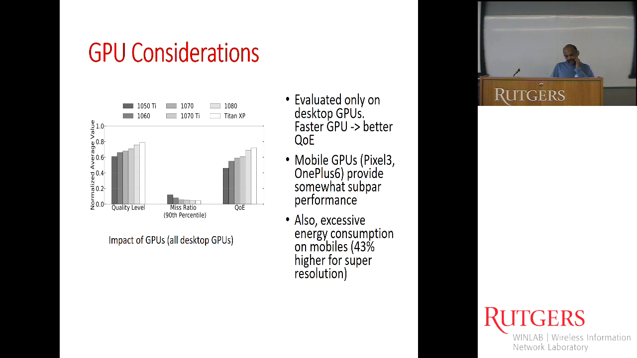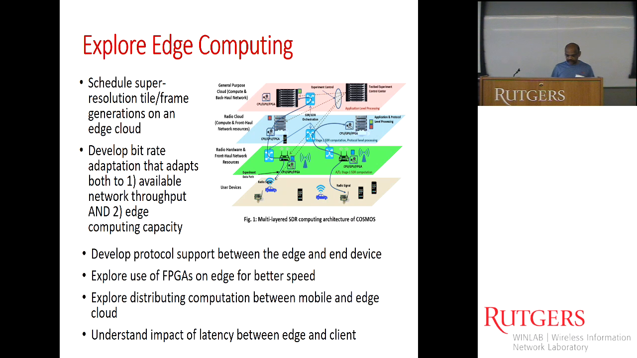So one idea here is that until GPUs catch up, and even if GPUs catch up, the videos are going to have more and more resolution. So obviously there is more and more demand on the GPU and the network. And particularly in the context of Cosmos, we want to explore edge computing. So the idea would be that this tile or frame generation part, we want to schedule on the edge cloud, as opposed to doing it on the mobile. And hopefully the edge cloud is going to give us a large number of GPUs to do it very fast.